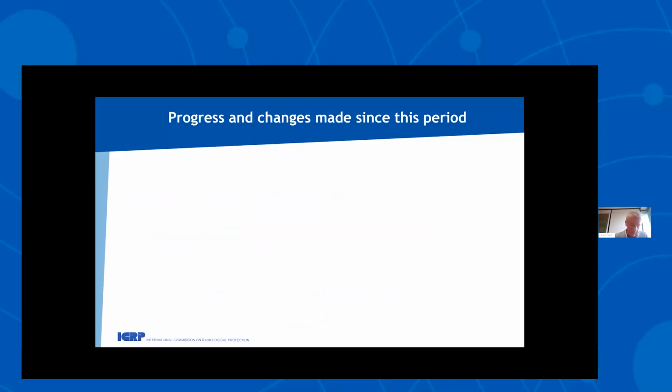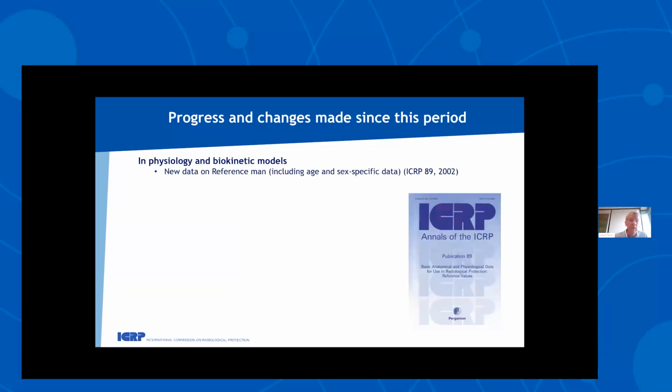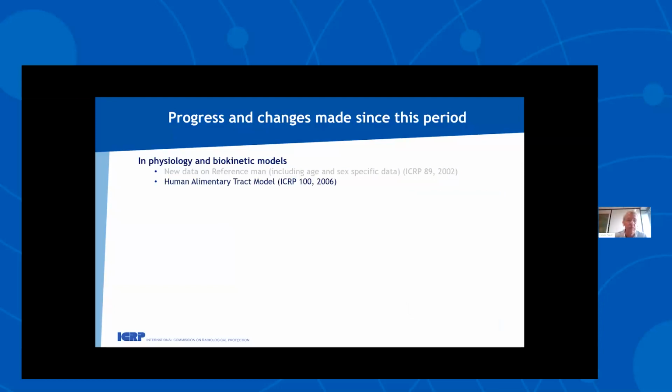What has happened since then is that science has made much progress. We have had many changes appear since this period. In physiology and in biokinetic models, we had the appearance of a new reference man. Derek has just given some examples and mentioned it. In fact, we moved on from the old reference man and included age-specific data in this new reference man.